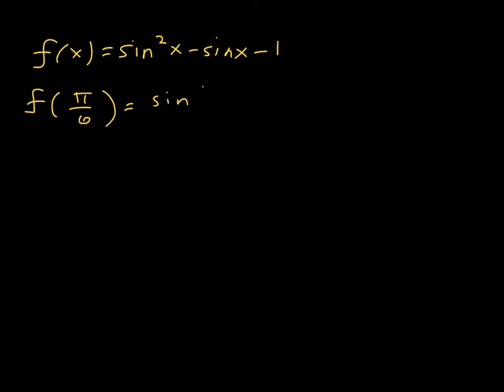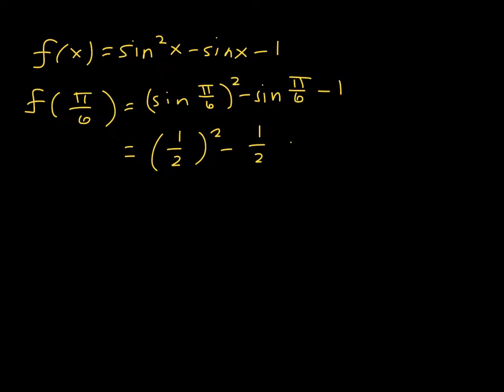So sine of pi over 6 squared minus sine of pi over 6 minus 1. Sine of pi over 6 is 1/2. So this is 1/2 squared minus 1/2 minus 1. So then this is 1/4 minus 2/4 minus 4/4. So then this is negative 5/4. Sorry, negative 5/4.